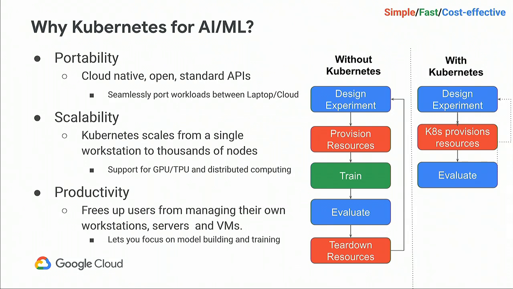And number three is productivity. With the help of Kubernetes, you can free up your users from managing their own workstations or VMs. As data scientists and data engineers, you can focus on your core mission, which is to build and deploy models without having to worry about underlying infrastructure.